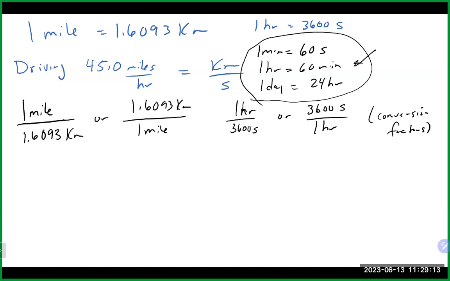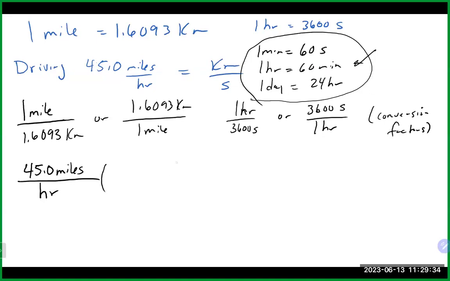So if we were to set this up the dimensional analysis way, we've got 45.0 miles over an hour. We're going to need to convert the top guy into kilometers and the bottom guy into seconds. You should write it like this so you can clearly see where the units are. I'm going to start with the miles.